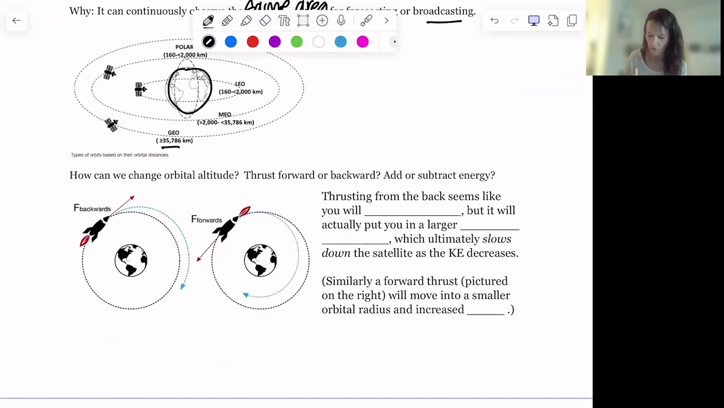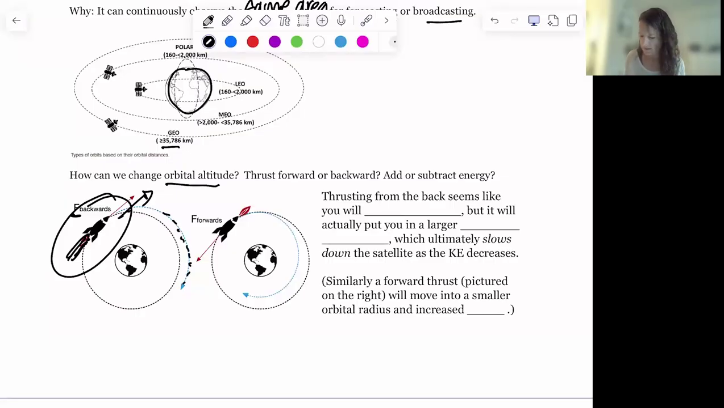So how can we change our orbital altitude? And to be clear, typically when somebody's sending a satellite into space, they're going to send it to the orbit that they want to. Generally, you're not going to be in one orbit and then boost over to another orbit, but for the sake of physics problems, we want to understand how you could do this. So in this picture right here, it says force backwards. Really, we're thrusting out of the back of the rocket, which, as you can imagine, creates a forward force on the rocket. And if this happens, then we're going to be getting into a larger orbit.